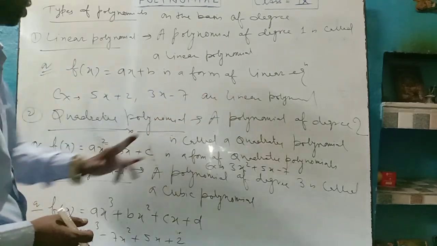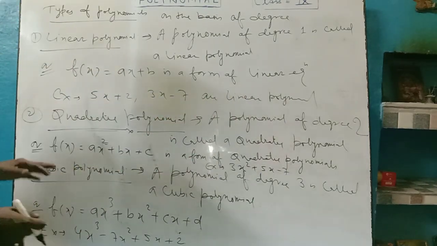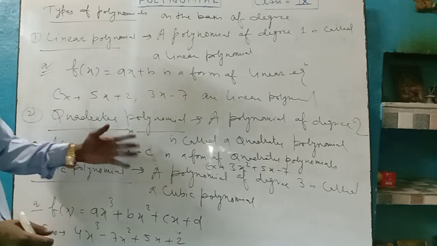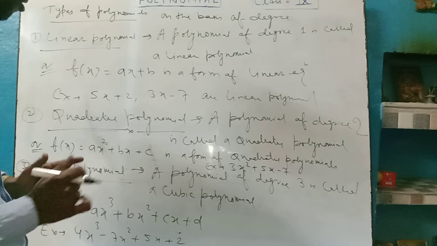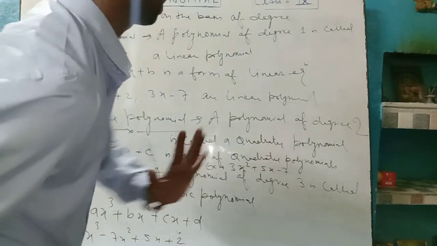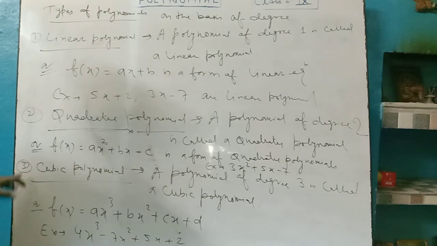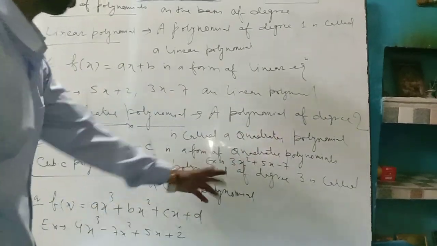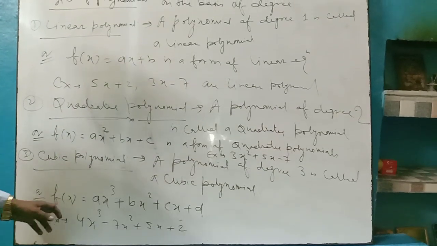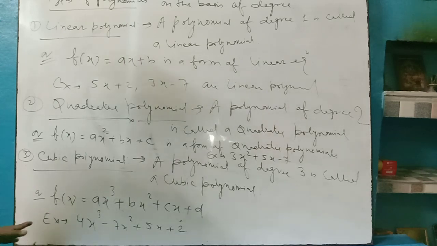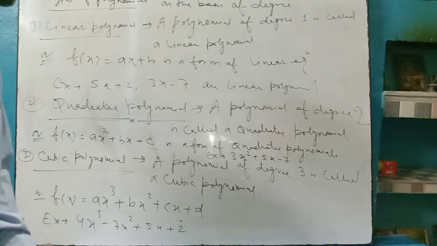A polynomial of degree 2 is called a quadratic polynomial. In another word, we can say f(x) = ax² + bx + c is a form of quadratic polynomial. An example we have written here: 3x² + 5x − 7. And the third is cubic polynomial. A polynomial of degree 3 is called a cubic polynomial, and its form is f(x) = ax³ + bx² + cx + d. And the example we have given is 4x³ − 7x² + 5x + 2.